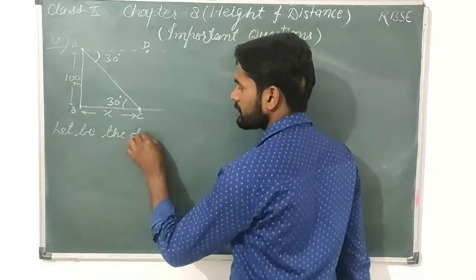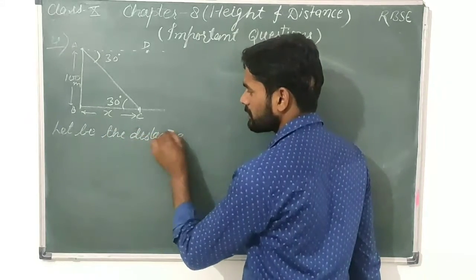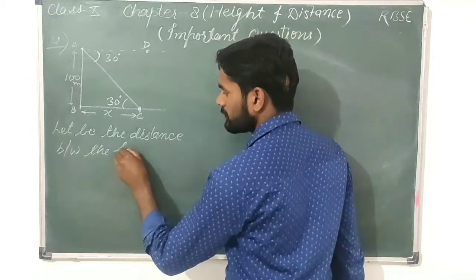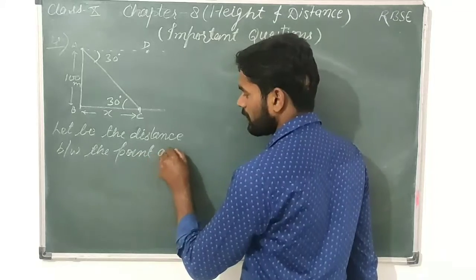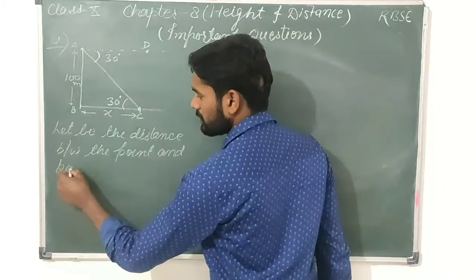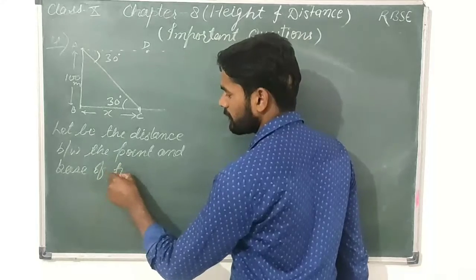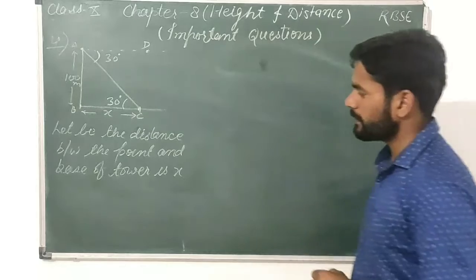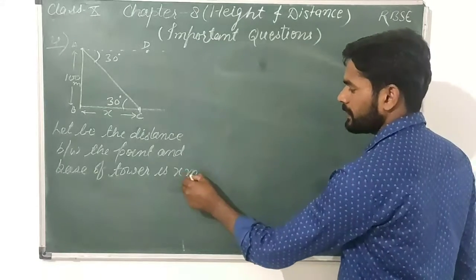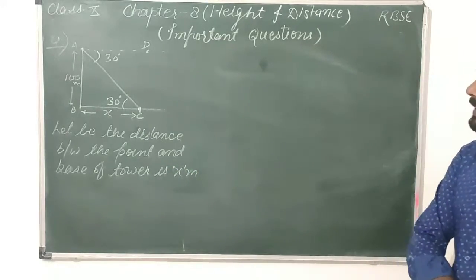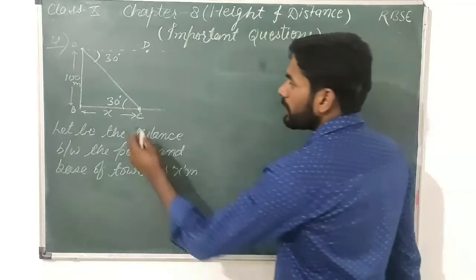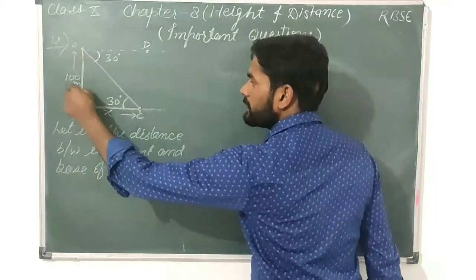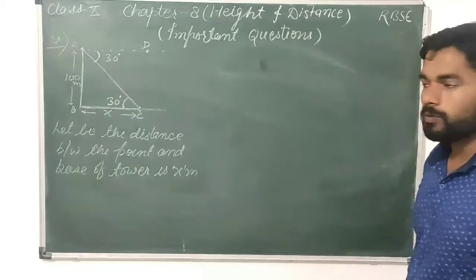Let us assume, let the distance between the point and the base of the tower be x meters. We have taken it as x. This is our angle, then BC is the base and AB will be the perpendicular.